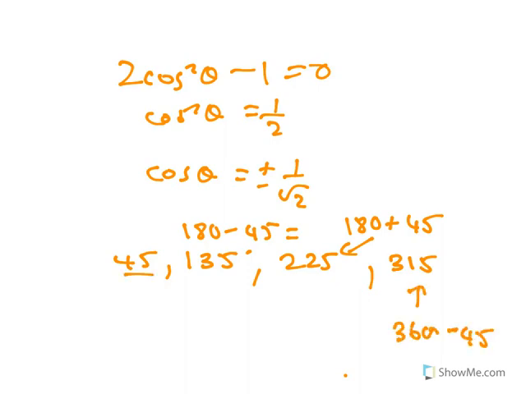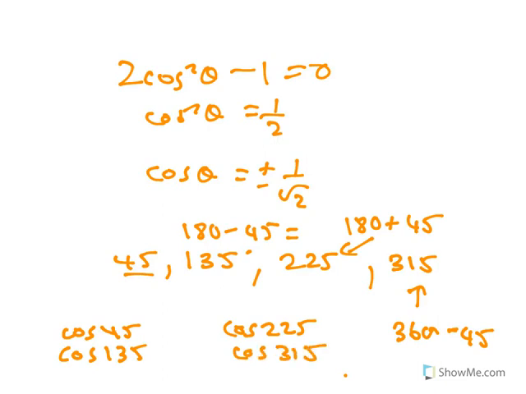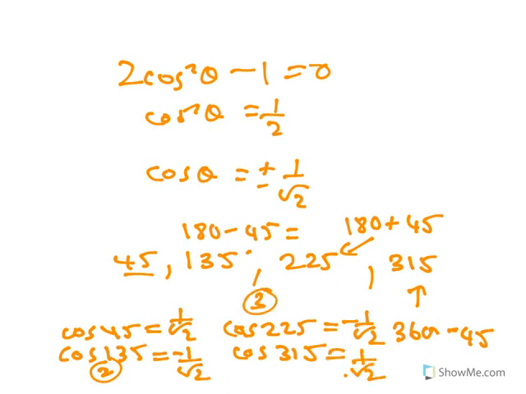So if you went back and you just found cos of 45, cos of 135, cos of 225, and cos of 315, you'll get 1 on root 2, minus 1 on root 2, minus 1 on root 2, because that's quadrant 2 and quadrant 3, and cos is negative in those quadrants, and 1 on root 2, because cos is positive in the 4th quadrant and positive in the 1st quadrant.